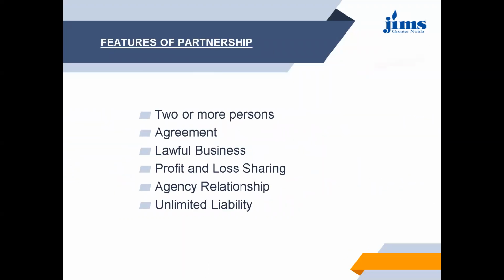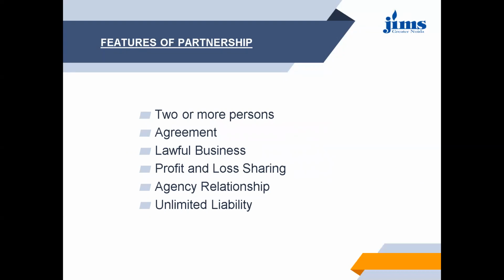Now let's discuss the features of partnership. First is that it involves two or more persons. There must be a minimum of two persons to form a partnership, because when there is a single person, that is termed sole proprietorship. So for partnership, there has to be a minimum of two persons. And there is no maximum limit on the number of partners in a partnership firm.